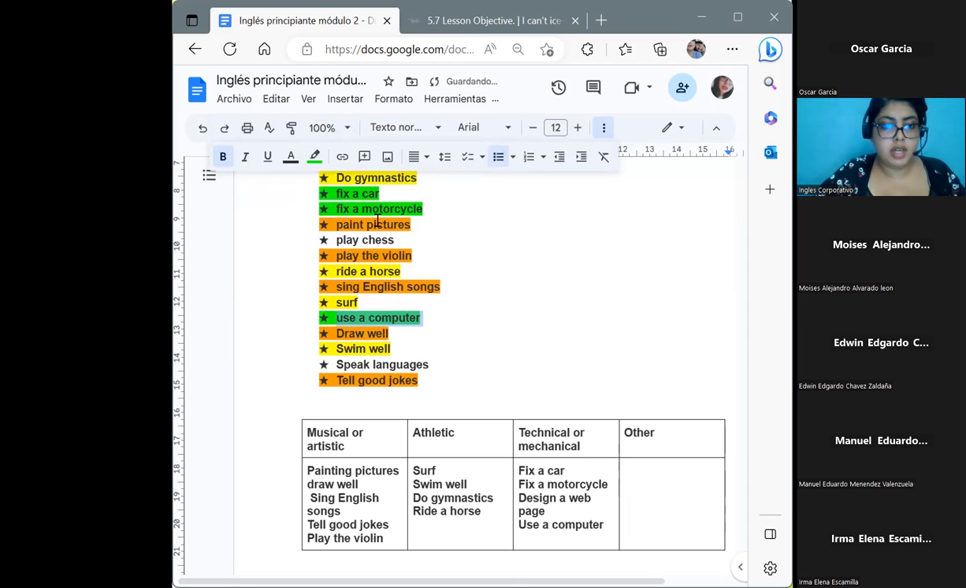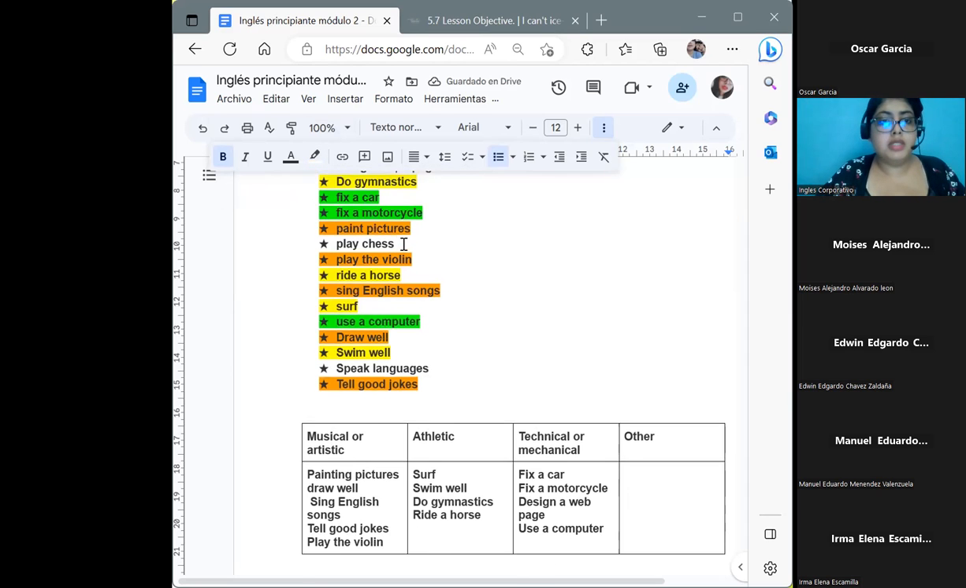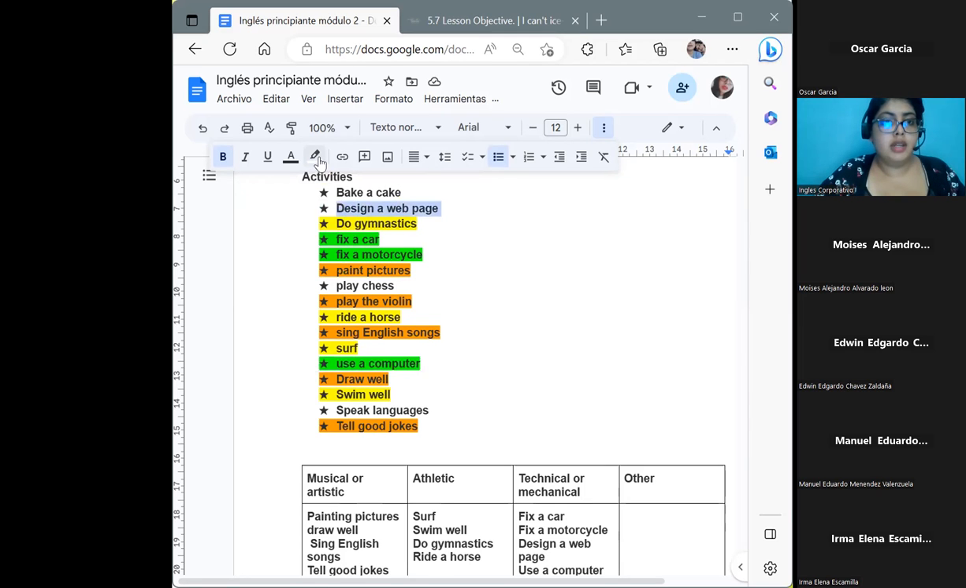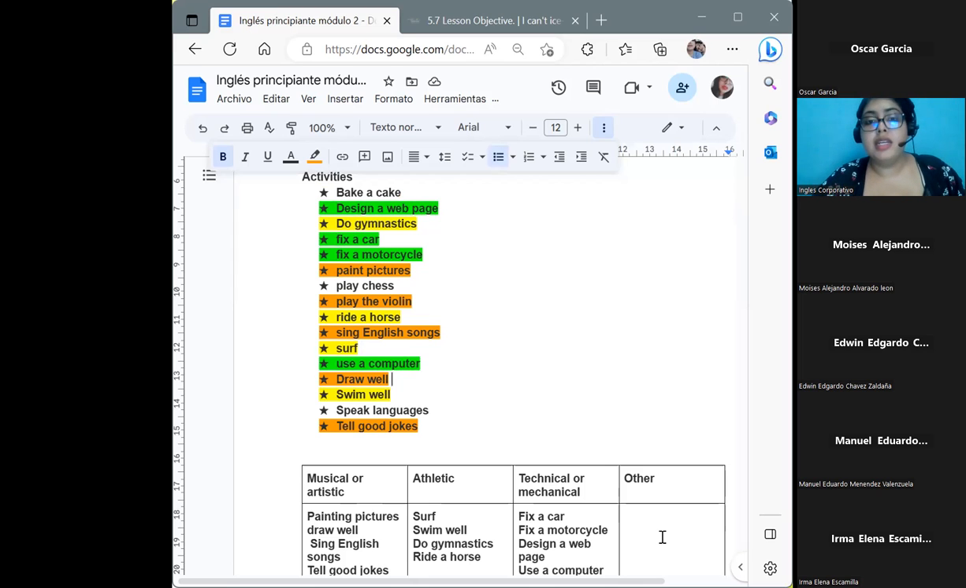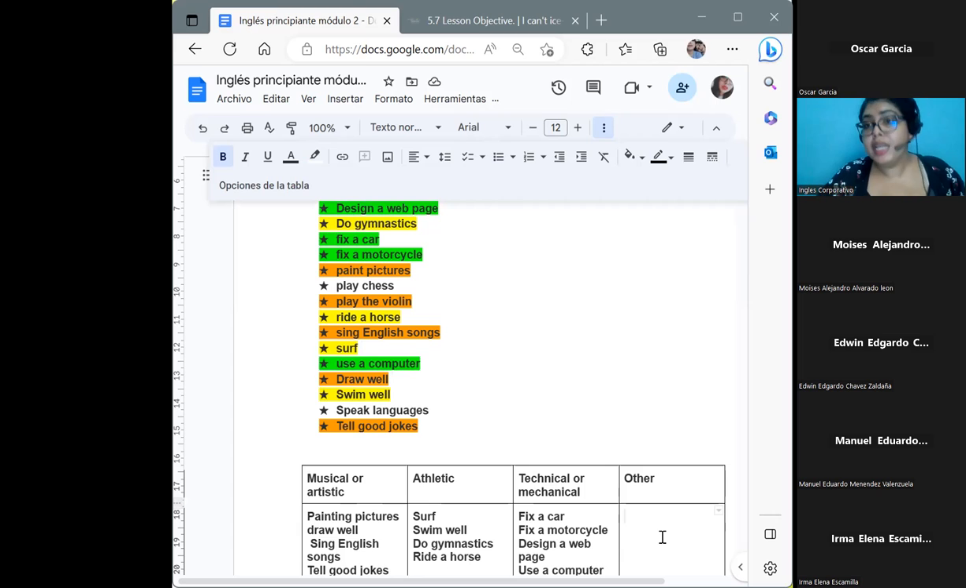This is color green. Here it's color green. So in this case, you can see through the colors that we have two different things that we can use in others. Tenemos play chess, speak languages, and bake a cake, que son los que vamos a colocar en others, que entran en otras categorías, ¿verdad? Bake a cake, speak languages, and play chess.